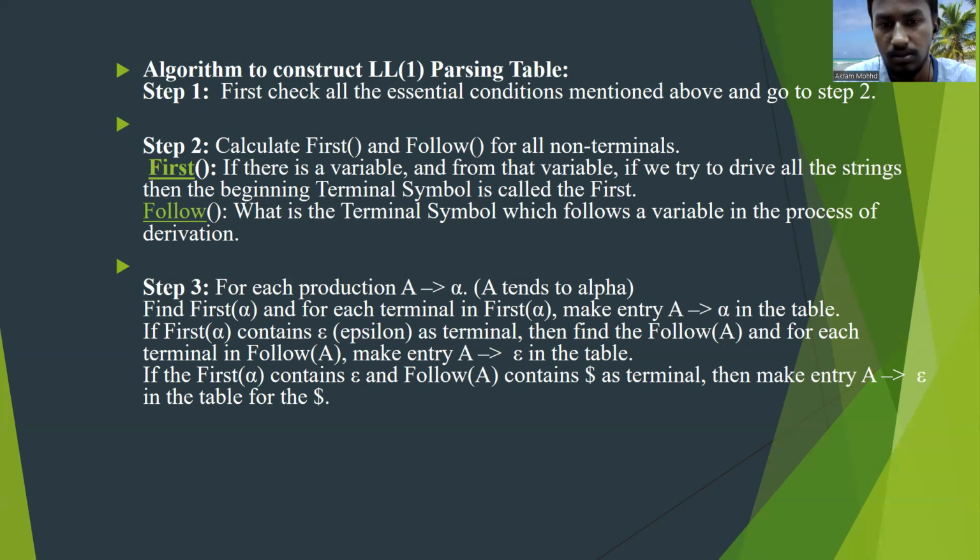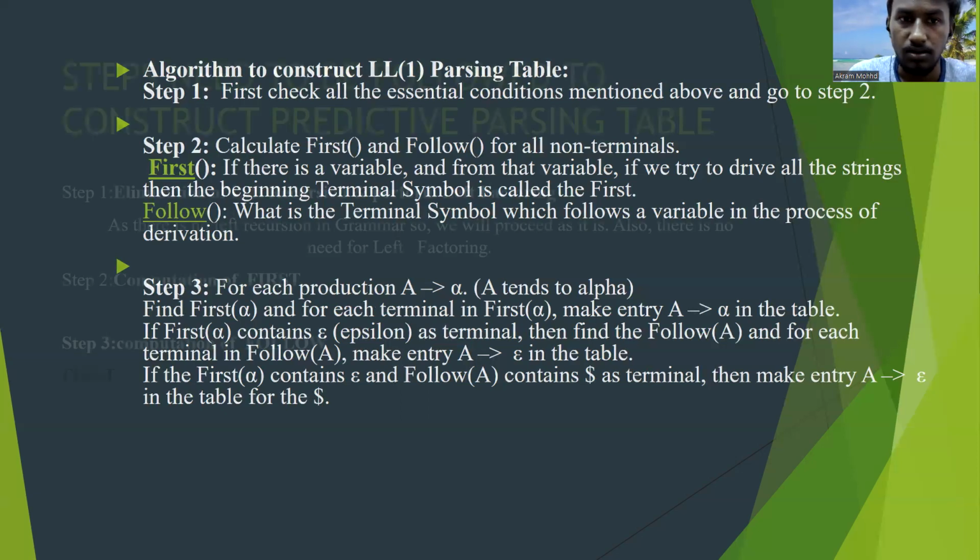Step 3: For each production A goes to alpha, for each terminal in first of alpha, make the entry A goes to alpha in the table. If first of alpha contains epsilon as a terminal, then find the follow of A, and for each terminal in follow of A, make the entry A goes to epsilon in the table. If first of alpha contains epsilon and follow of A contains dollar as a terminal, then make the entry A goes to epsilon in the table for the dollar symbol.